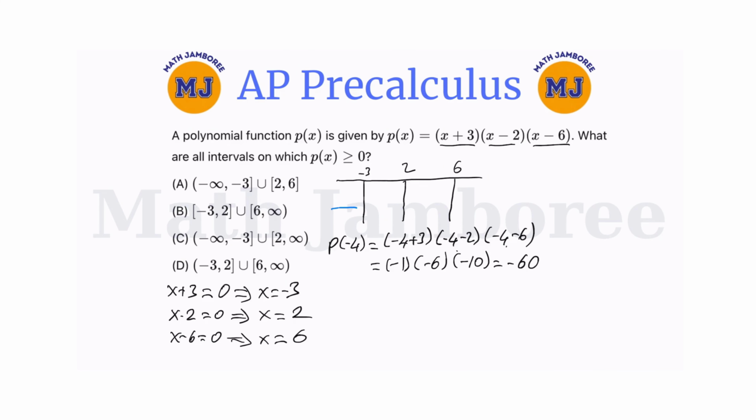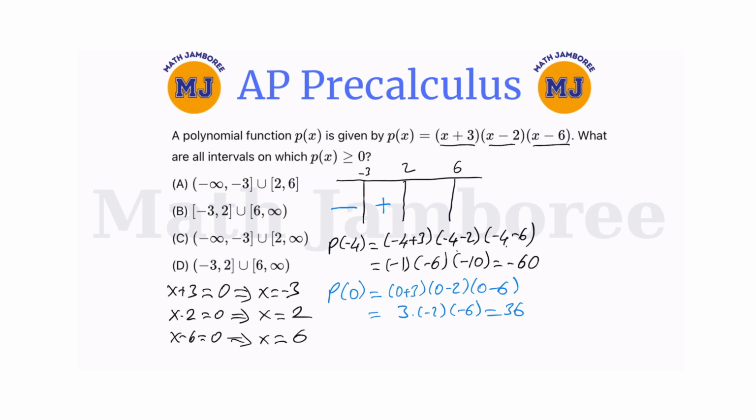Now let's look at between negative 3 and 2. Which value can we use for x? I suggest you use 0 because it's easy to substitute. So we put 0 for x: 0 plus 3, 0 minus 2, 0 minus 6. This becomes 3 times negative 2 times negative 6, which is positive 36. Since it's positive in this interval, we put a plus sign.